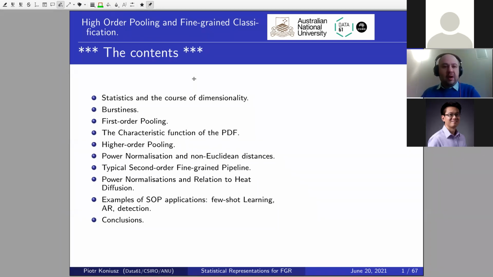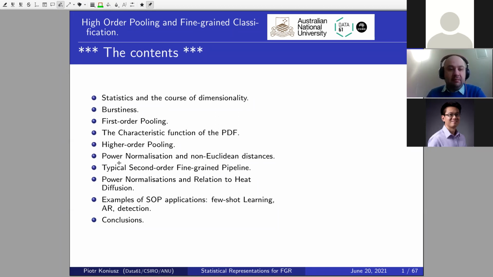So firstly, I'll talk about statistics, and I'll motivate it from the point of view of the curse of dimensionality, which will lead me to the concept of burstiness and pooling. Then I'll talk about a characteristic function in order to capture statistics of images, which naturally leads to higher order pooling. I'll talk about power normalization and non-Euclidean distances very briefly.